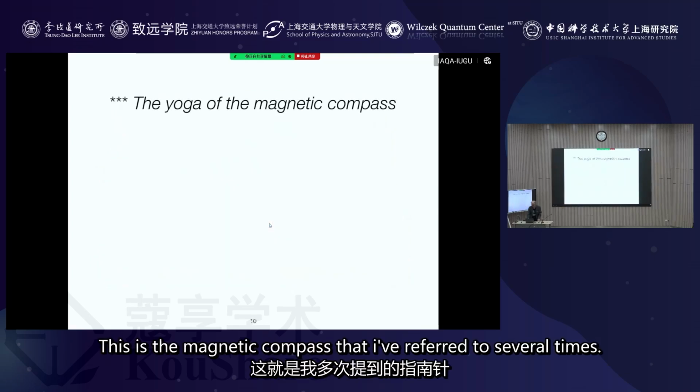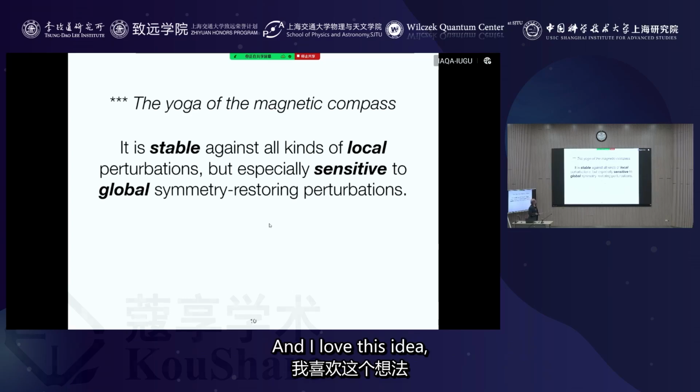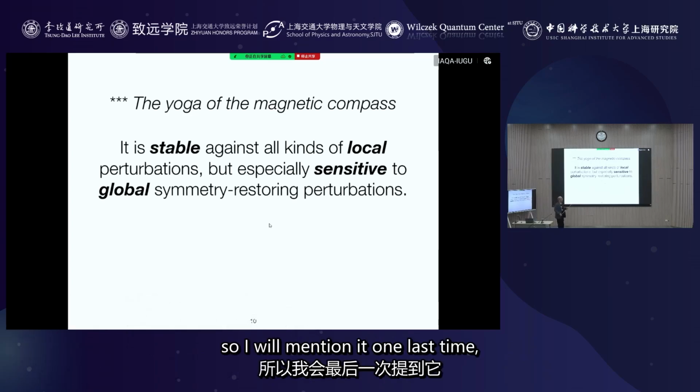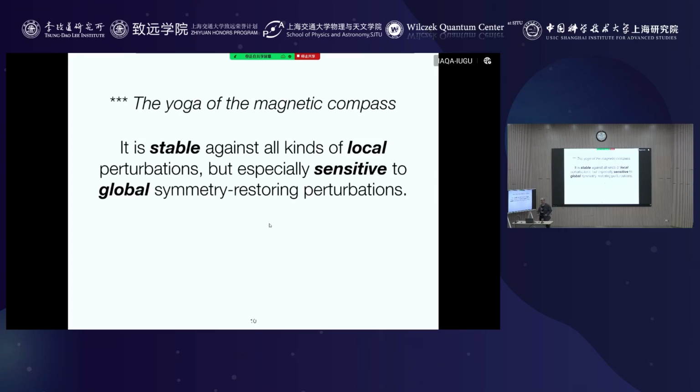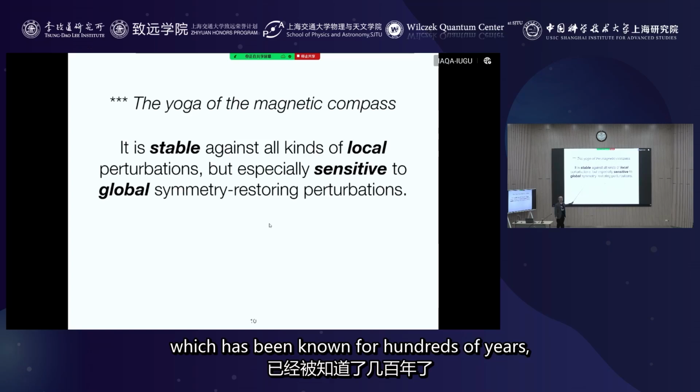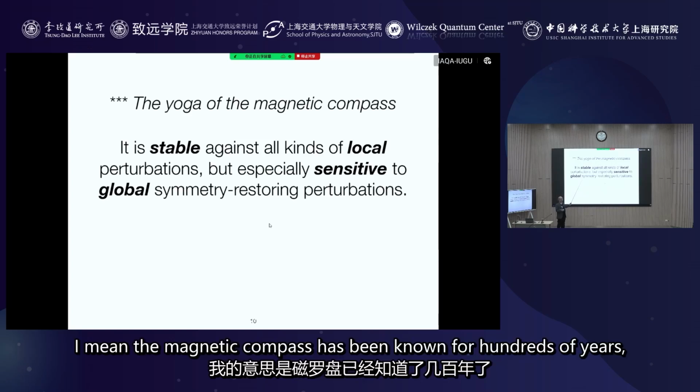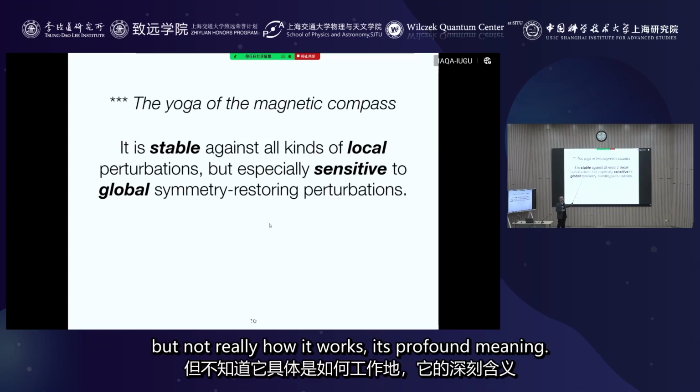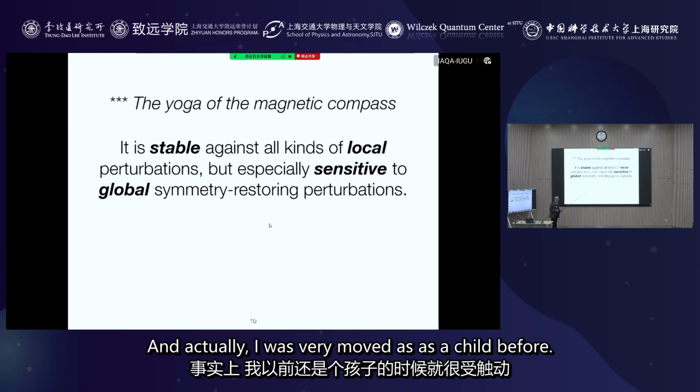This is the magnetic compass that I've referred to several times, and I love this idea, so I will mention it one last time. The yoga of the magnetic compass, which has been known for hundreds of years. I mean, the magnetic compass has been known for hundreds of years, but not really how it works, its profound meaning.